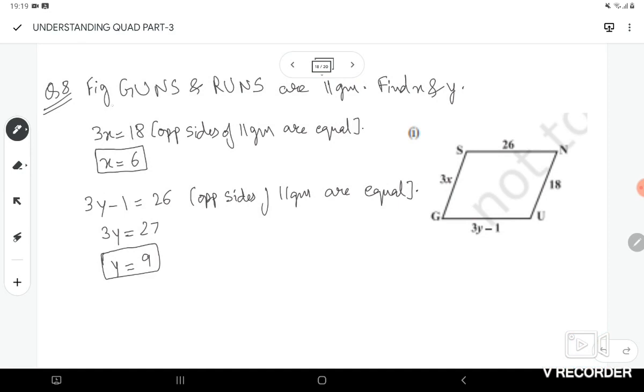Now moving on to the next question. It says the figure GUNS is a parallelogram. We have to find the value of x and y.